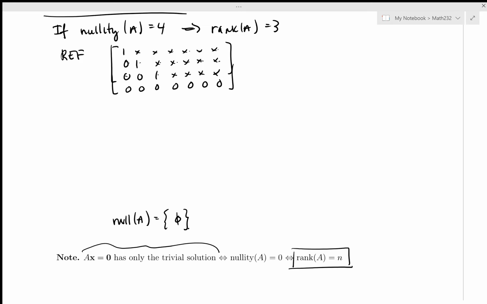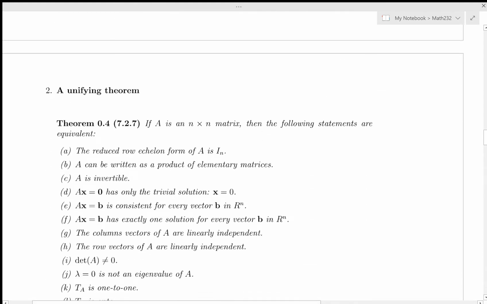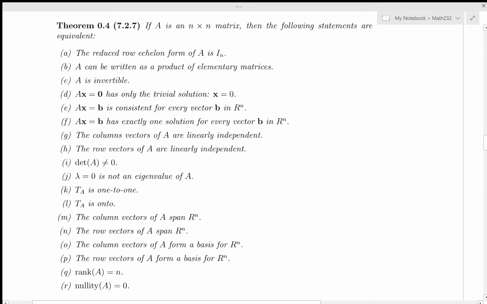Okay, are you ready for the big moment? Our unifying theory grows, and it grows, and it grows. And here it is now. Okay, look at that. Now it's up to R. So what's being added here? These two guys here. It's basically saying that when we have all these conditions that we've been talking about, that would imply a full rank matrix.